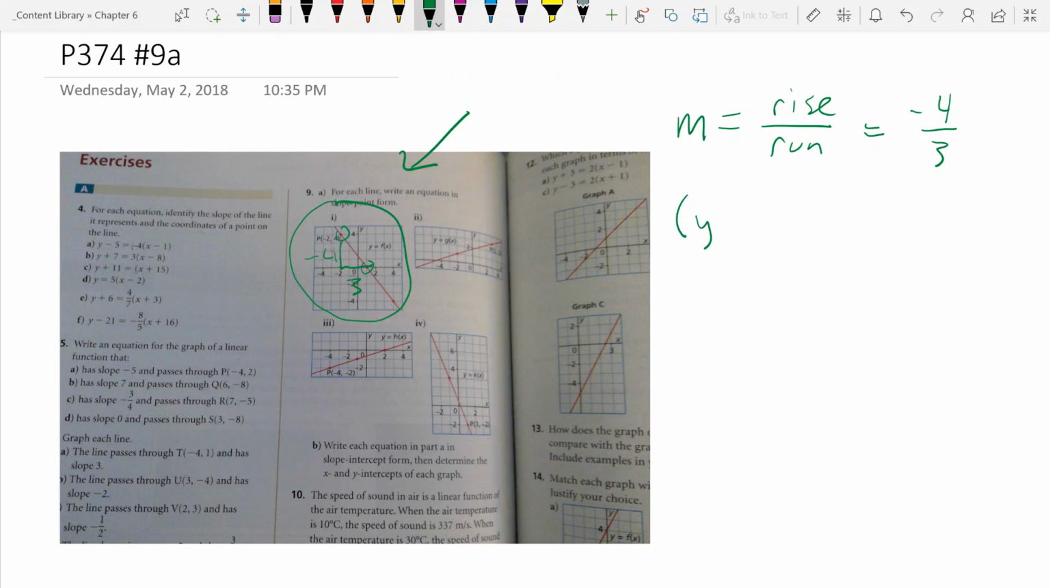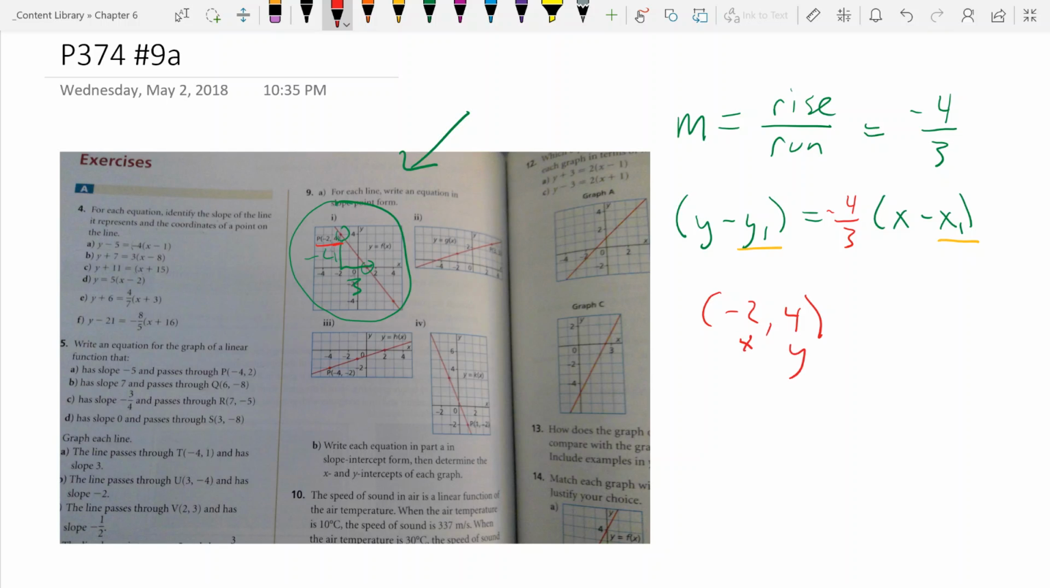Now, when I write slope point equations, it looks like this. This is a point on the line, and the m is the slope. So I already know what the slope is. It's -4/3. I'm going to write it right there. The point, I'm going to look at one of the points on the graph. It actually told me this one right here. It told me the point was -2, 4. So I'm going to put those numbers into the equation.